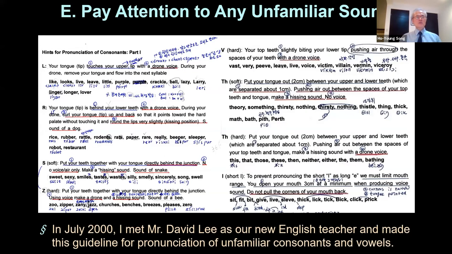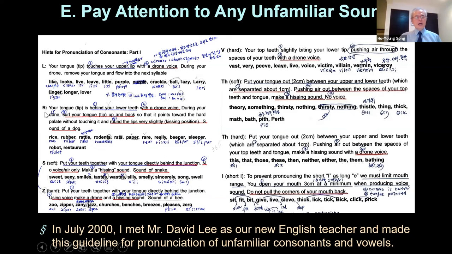And then I'd like to move on to the fifth topic: pay attention to any unfamiliar sound. Actually, in the beginning, I had difficulties because I couldn't pronounce some consonants or vowels, particularly the Z sound and R sound.